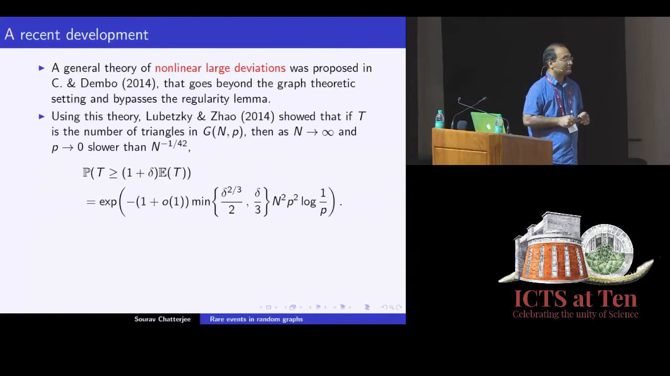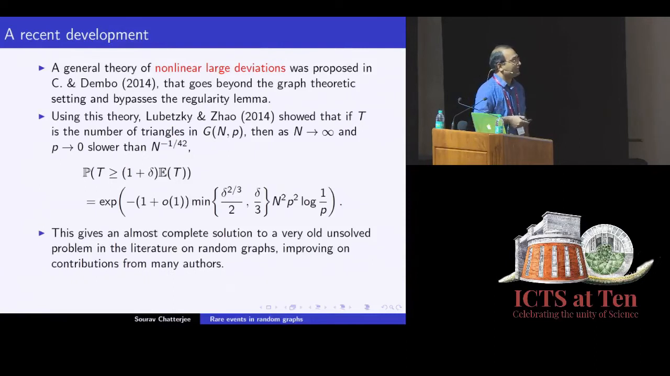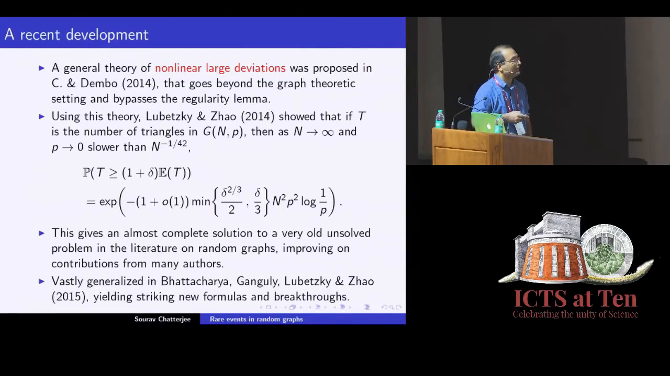Okay. So it's a lot of hard work, and as I said, this is a very old unsolved problem, and I say it's an almost complete solution because we still cannot go with p going to 0 like n to the minus arbitrary powers. So we get stuck at this slow rate, n to the minus 1 over 42. That's what we can get.